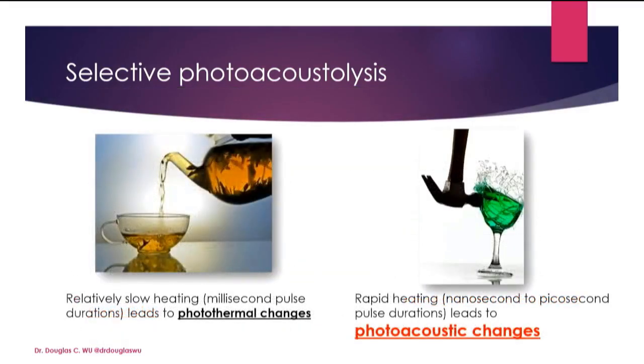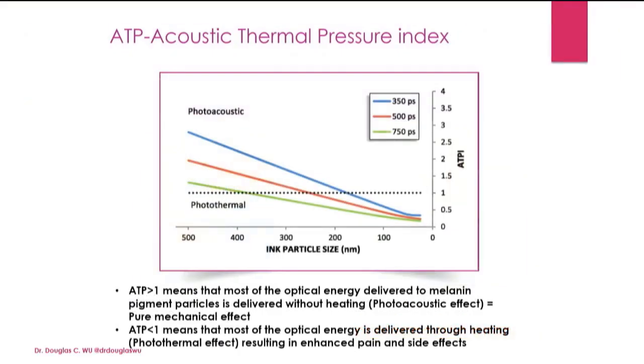And so this was so-called selective photoacoustolysis. On the one hand, we have photothermal change where we deliver energy relatively slowly. I mean, these are milliseconds, so it's still very fast, but relatively slowly, and things get heated up and the heat changes them. On the other hand, we deliver energy extremely rapidly, and the energy gets converted into a mechanical force that destroys the target.